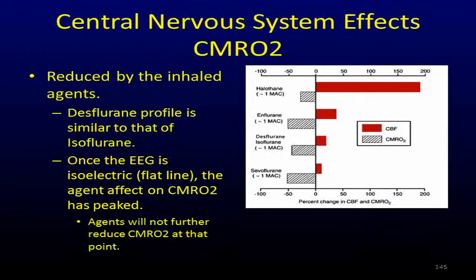Now, if you follow Barash or Stoelting or Miller, you see that they jump around like this. So there's no good system to present these factoids to you. So I just have to present them as they come. I want to talk to you now about CMRO2. CMRO2 is the cerebral metabolic rate of oxygen consumption.